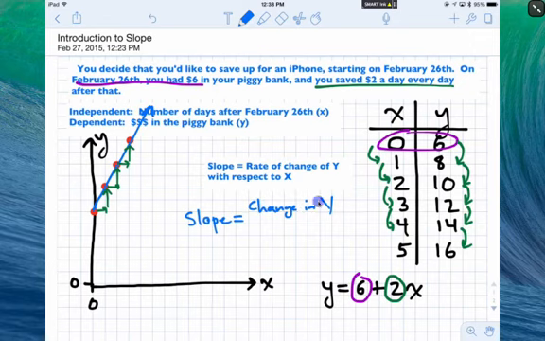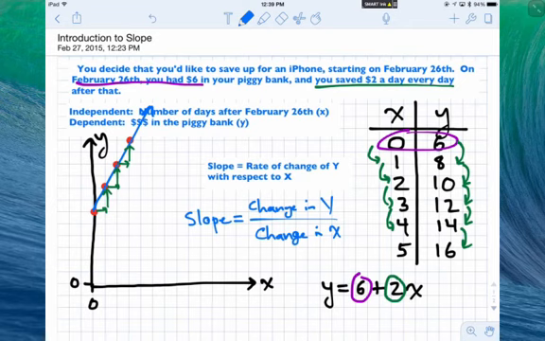But of course, that's not enough. If I told you that you saved $30, well, is that a lot or little? It depends on how many days that took. Did that take one day and you saved $30 in one day? Or did it take 50 days and you saved $30? In which case, you're not really saving very much at all. So the slope is going to be the change in our y values, and we're going to divide that by the change in our x values.